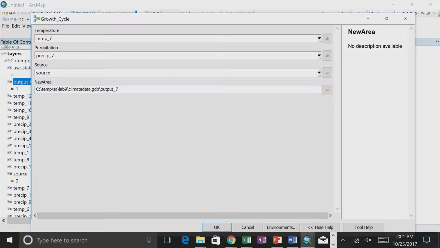So why did I change this to 7? Yeah, so now 7 is July. So now it's going to use July's precipitation, July's temperature, and it's going to output, at the end of July, a value. So I'm going to say, OK, and I'm going to run it through again.